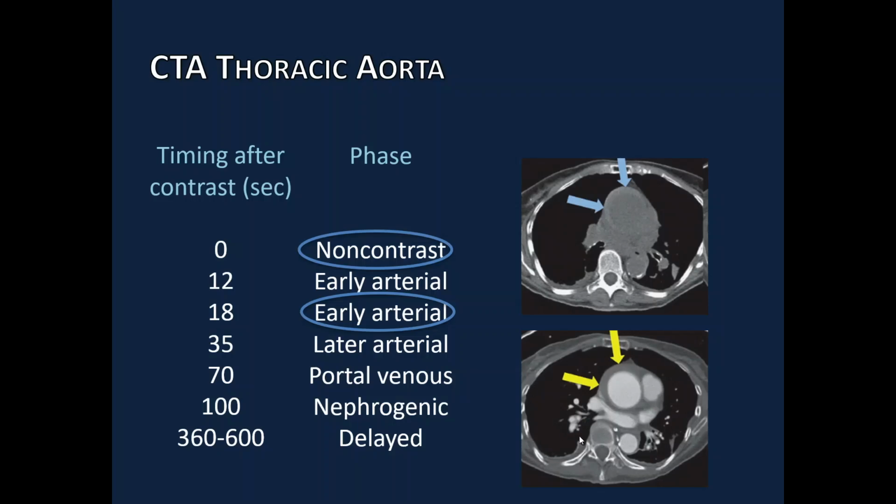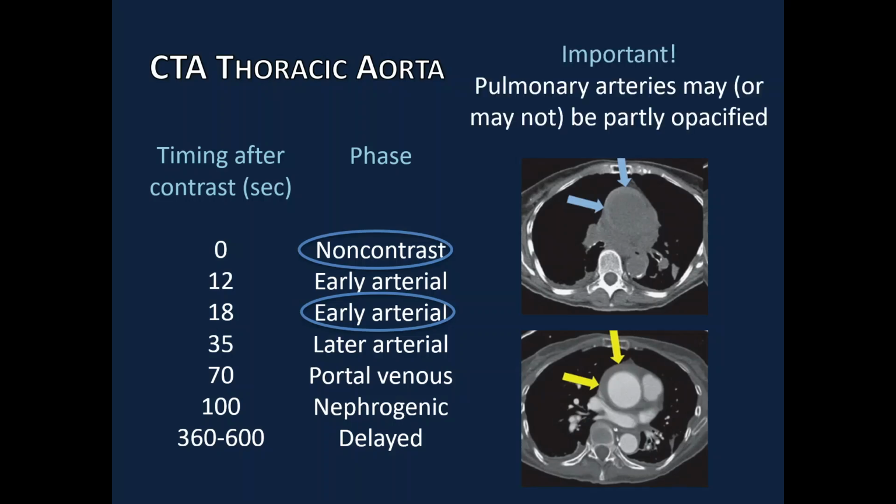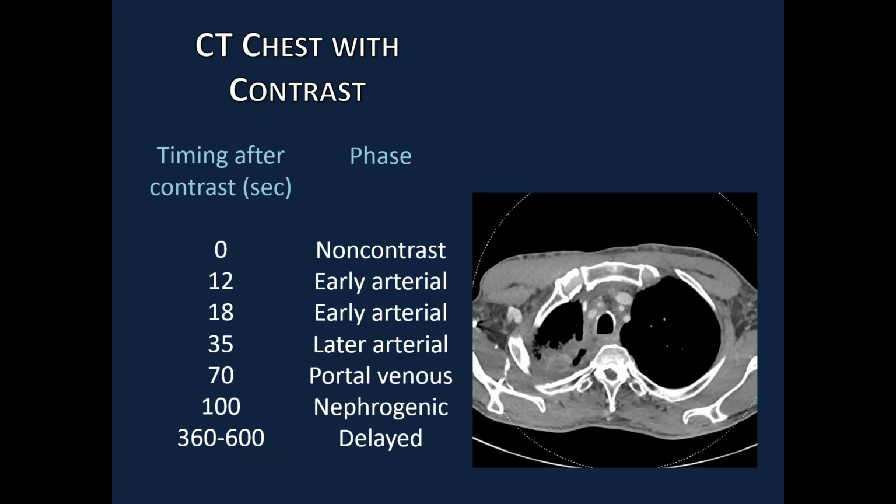When we do the arterial phase for our thoracic aorta, we wait slightly longer compared to the pulmonary arteries just because it takes a little bit longer for the contrast to get there. Note that the pulmonary arteries may or may not be very well opacified with this protocol. It's common that we'll be asked to evaluate for pulmonary embolism on one of these thoracic aorta scans. Oftentimes we're not able to say one way or another just because the contrast timing isn't very good.